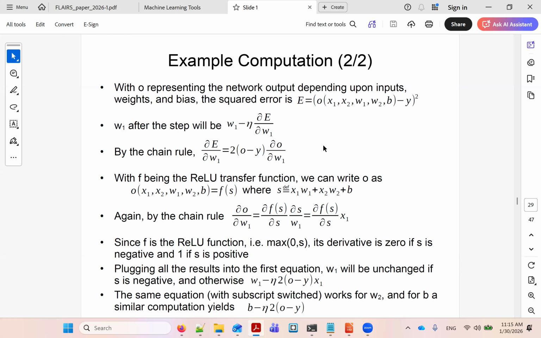Now, we're going to let f be our ReLU transfer function, so we do have to deal with the transfer function. The output of our ReLU neuron is f of s, and s is the weighted sum of the inputs, including the bias.